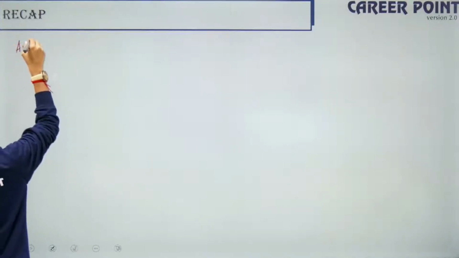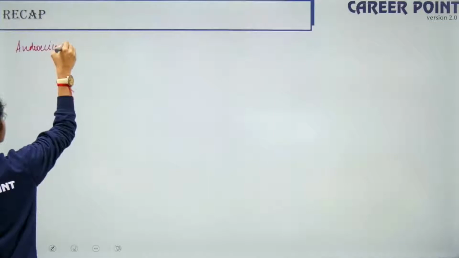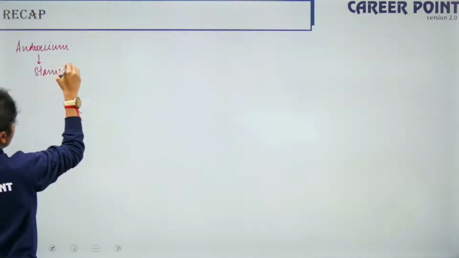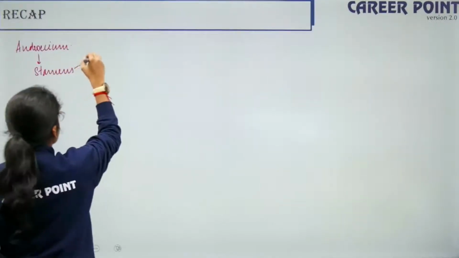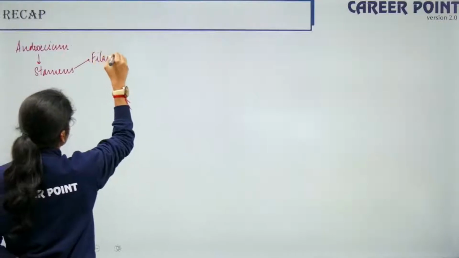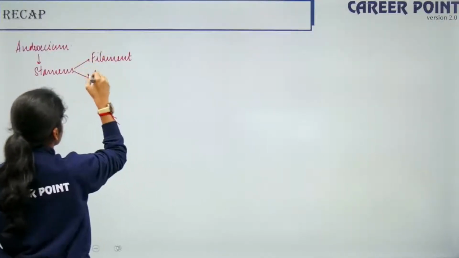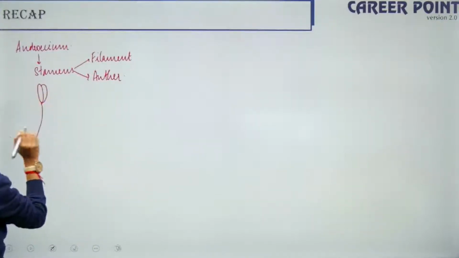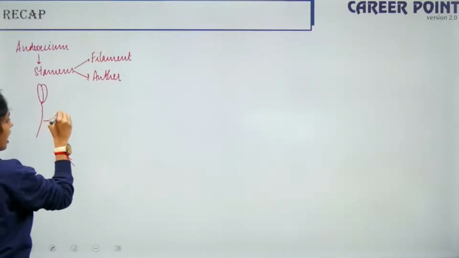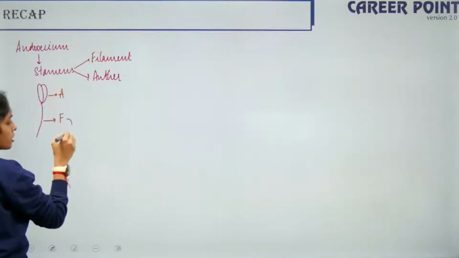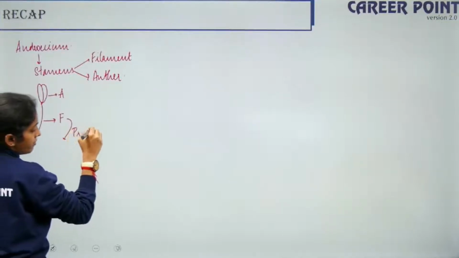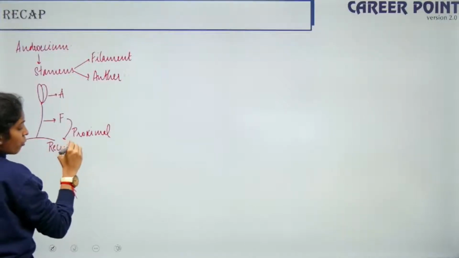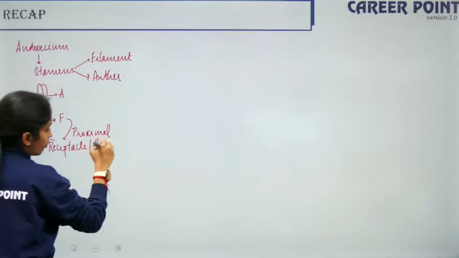The male portion is your androecium. The androecium is represented by stamens. The stamens have two parts, one is the filament and the other one is the anther. The structure is somewhat like this. This is your filament and this is your anther. The proximal portion of your filament is the receptacle or the thalamus. The receptacle is the place from where all the four floral whorls of a flower arise.